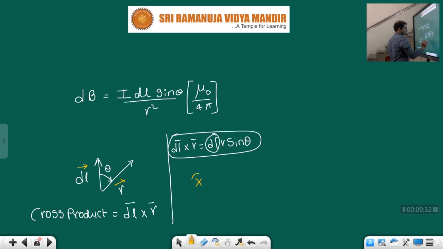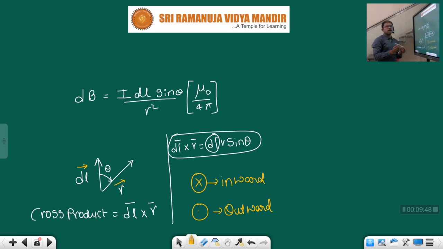See children, this is what? Inward. In the previous lecture I explained this clearly. Dot is nothing but outward. Inward in the sense that the corresponding magnetic field is going inside. Suppose consider some bottle cap, children. When you are rotating the bottle cap, how will that bottle cap go? Inside it will go. When you are rotating in anti-clockwise, outside it will come.